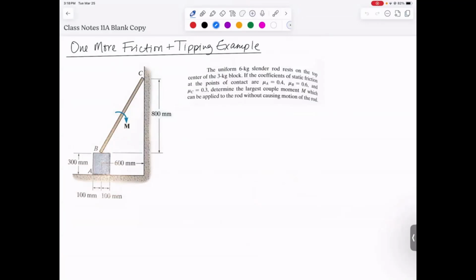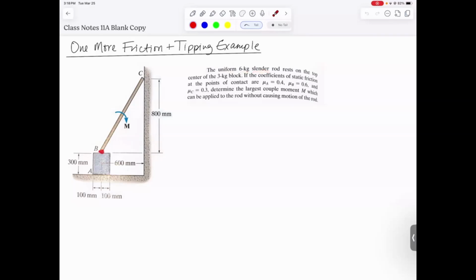Today, we're going to do one more example involving friction, tipping, and multiple bodies. And this is actually a pretty challenging problem. What we've got going on is it says we have a uniform. Remember, uniform means we're going to put the weight right in the middle. It has a mass of 6 kilograms, so we'll use that to find the weight.